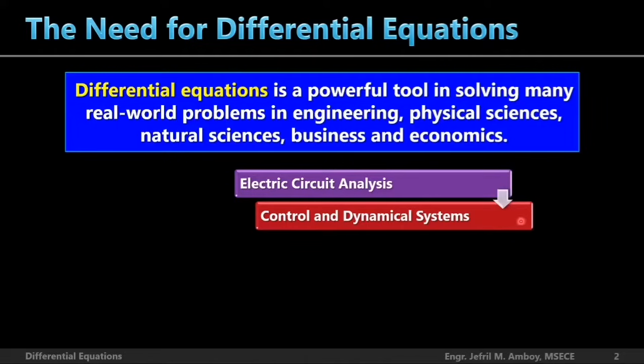Another important subject kung saan gamit na gamit din ang DE is control and dynamical systems. So this is an important subject for electronics engineers, electrical engineers, mechatronics engineers, and of course, instrumentation and control engineering. So dito, ginagamit ang mga differential equations sa pagmomodel ng iba't ibang klaseng systems. It could be an electrical system, a mechanical system, or a combination of them, an electromechanical system. So in modeling those systems, we use differential equations.